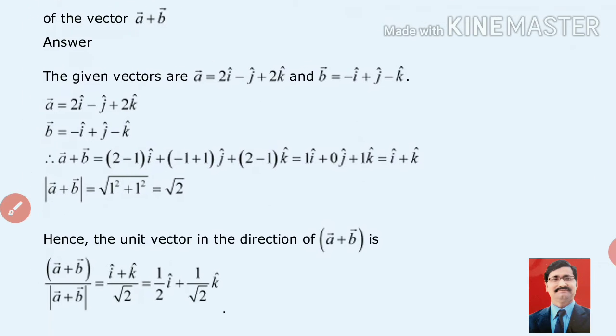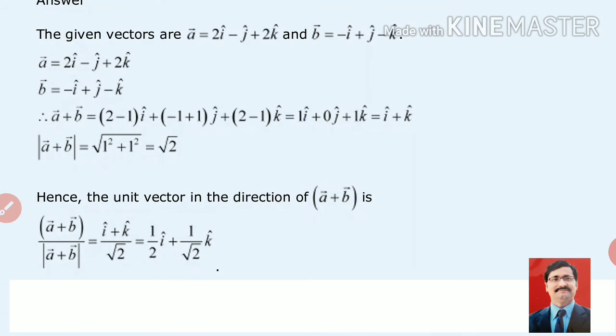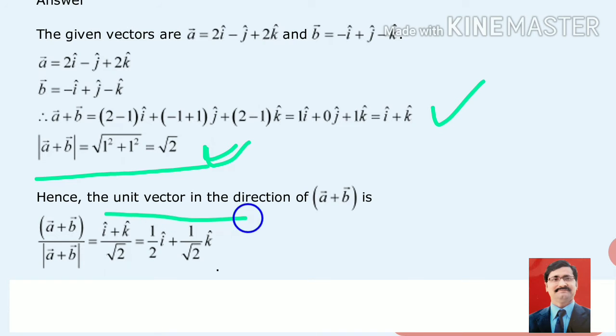And now you will find the modulus. When you find the modulus, you get root of 1 square plus 1 square, which is root 2. Now you have A plus B and the modulus of A plus B. The unit vector in the direction of A plus B is, as you already know, the formula A plus B vector upon the modulus of A plus B. You divide i plus k by root 2 and the answer is 1 upon root 2 i plus 1 upon root 2 k.